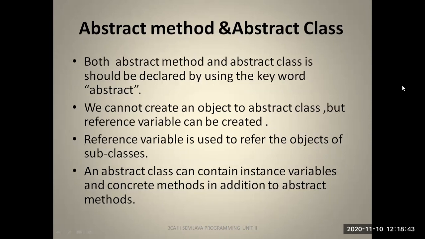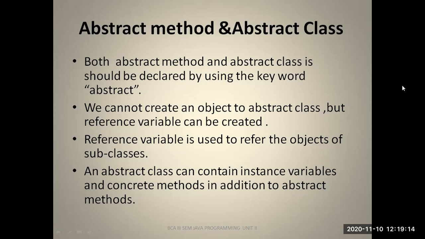Next, both abstract method and abstract class should be declared by using the keyword abstract. Whenever you are writing a method and a class which should be abstract, you precede them with the abstract keyword. And the next important point is we cannot create an object of an abstract class. Why?